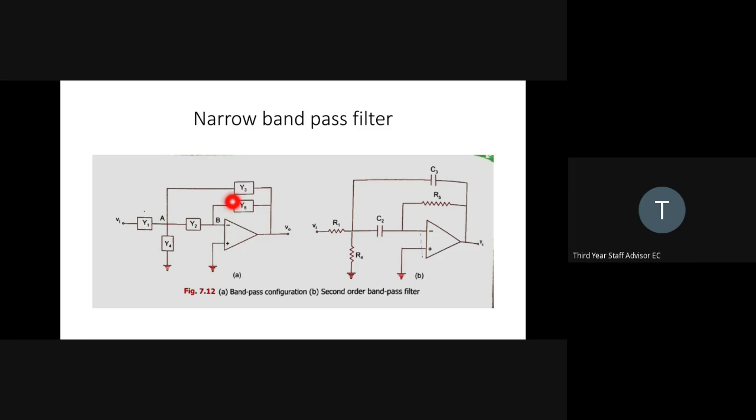Next, first we will study about the narrow band pass filter. In the previous cases, low pass and high pass, we have considered non-inverting configuration, right? In all those cases, we give input to the non-inverting terminal, but in the case of bandpass filter, in your textbook, the input is given to the inverting terminal, okay? So you can see here that this is a bandpass filter configuration.